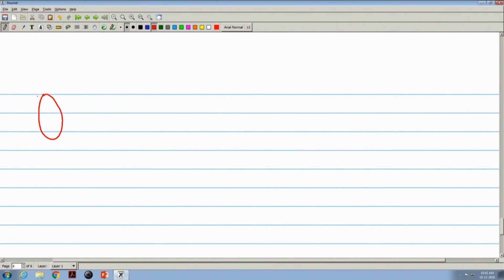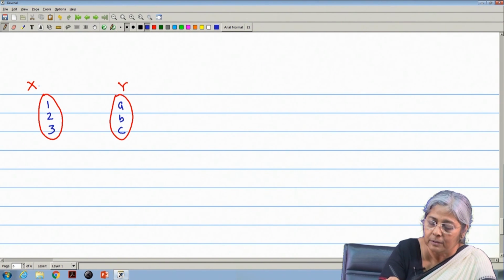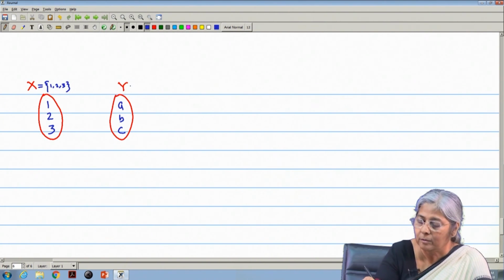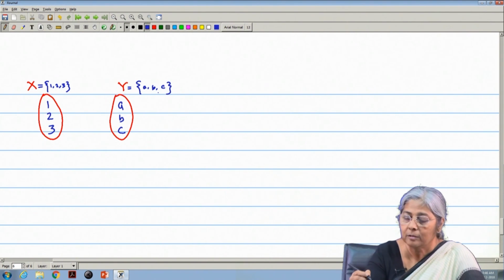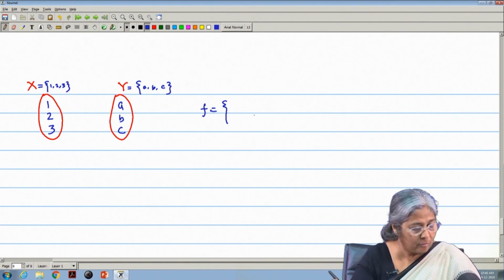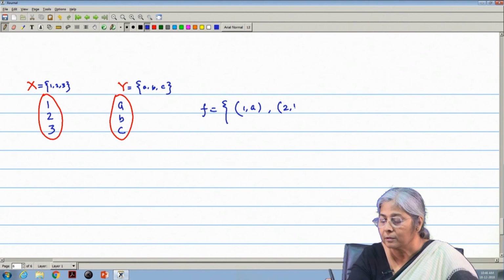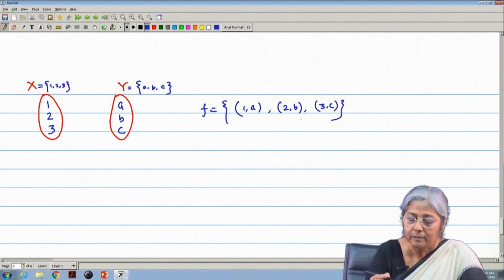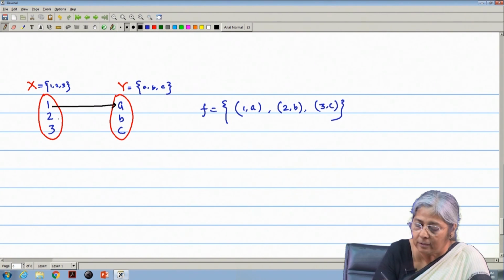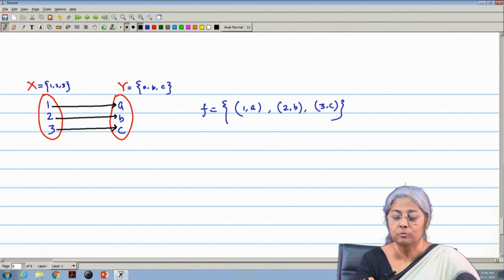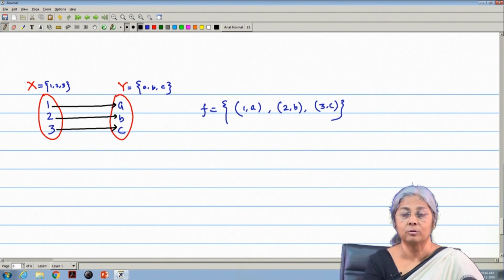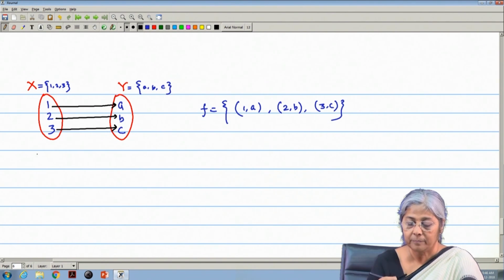So, if I take one example, say I take the same example of x to y, 1, 2, 3, here a, b, c, as x is 1, 2, 3, y is a, b, c, and my function is given as 1a, 2b, 3c. Then if I give the arrows, 1 is assigned to a, 2 to b and 3 to c. That means for each element of y, that means for each value of a, b, c, at most one value is given, okay, at most one.